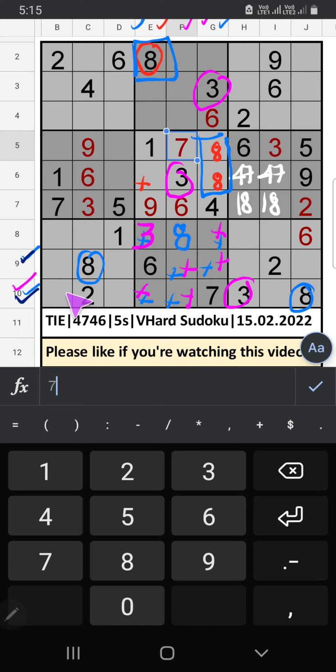Ninth row and 10th row, we have 2. So 2 can't come in these cells. Then 2 is confirmed here.